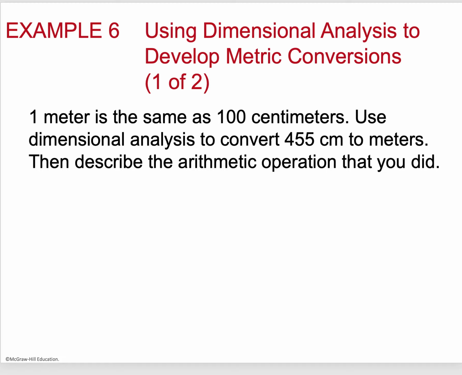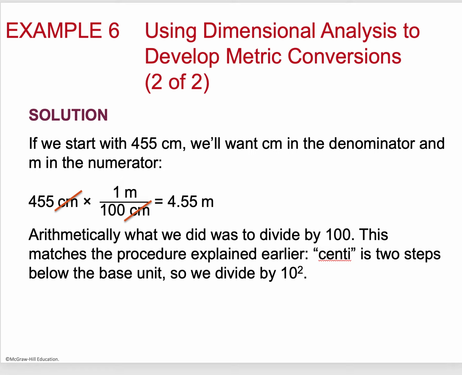1 meter is the same as 100 centimeters. If I use dimensional analysis to convert from centimeters to meters, I'm going from a smaller unit to a larger unit. So I'm going to take 455 centimeters. Oh, sorry. I'm going from smaller to larger, so I want to divide.